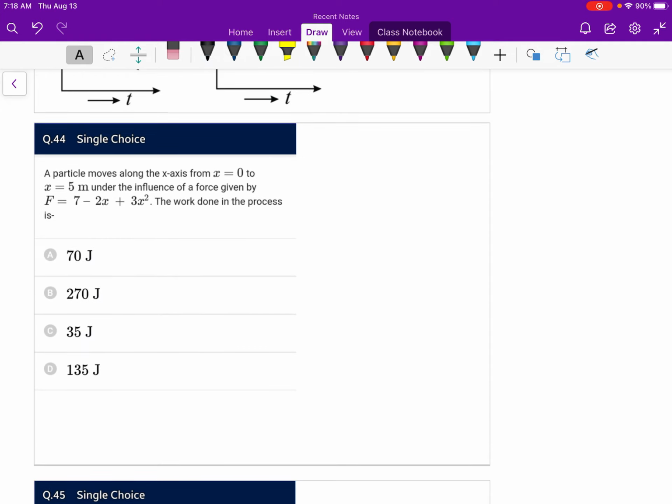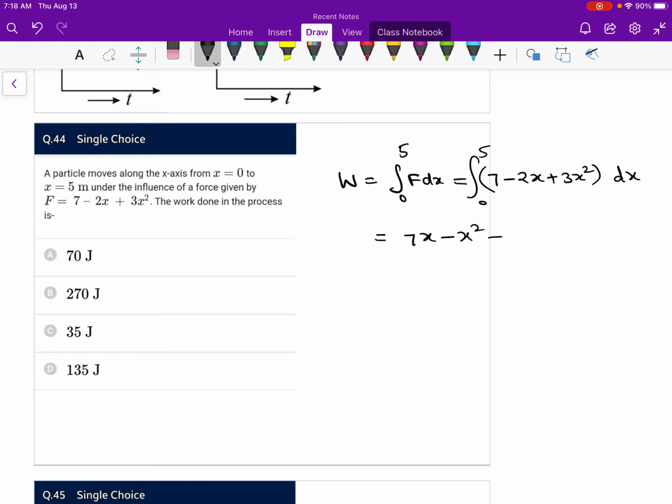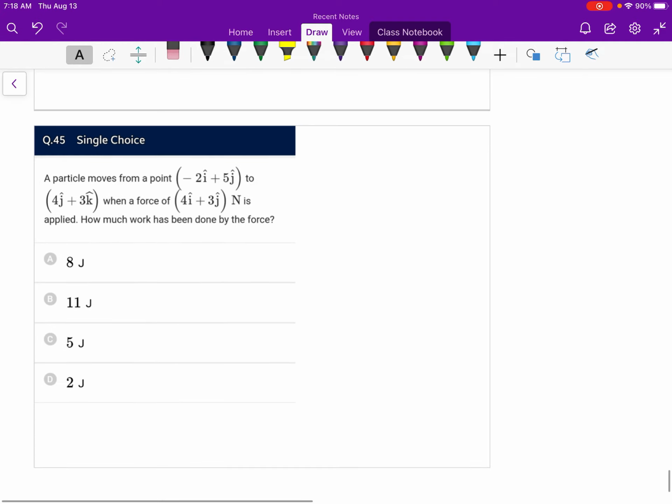Particle moves along x-axis, force is this, the work done in the process is, so W is integration of F dx from 0 to 5, that is integration from 0 to 5 of 7 minus 2x plus 3x square dx, that is 7x minus x square plus x cube from 0 to 5, so that is 35 minus 25 plus 125, so that is 135 joule, so D is the correct option.